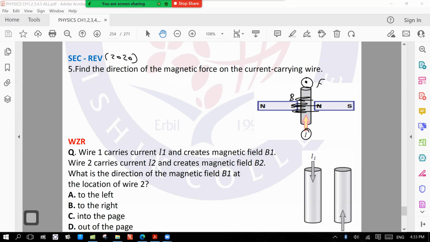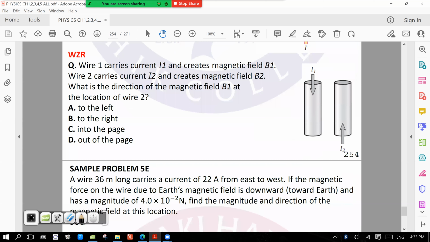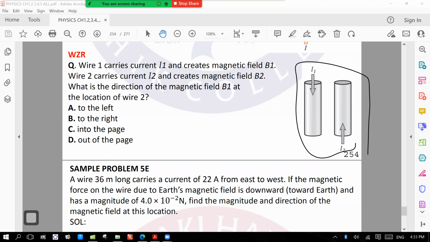Okay. So when the direction of the field changes, the direction of the force will also change. We have this Wizari question. It said that one current is going down and the other is going up in that figure. The question said, what is the direction of the magnetic field B1 at the location of wire 2? Find the B1 at that area.